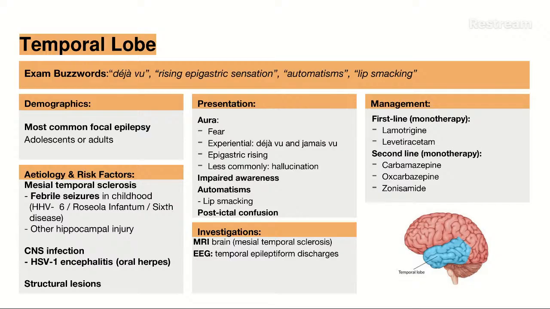CNS infections by herpes simplex virus 1 causing an encephalitis will also potentially trigger focal seizures. Investigations are the same as all other seizures, but on an MRI brain, you'll see mesial temporal sclerosis. And in the case of HSV1 encephalitis, you might see bilateral hippocampal petechiae if there is an infection. And much like the other focal epilepsies, first-line and second-line monotherapy is the same. So lamotrigine or levetiracetam first line, and then second-line carbamazepine, oxcarbazepine or zonisamide.